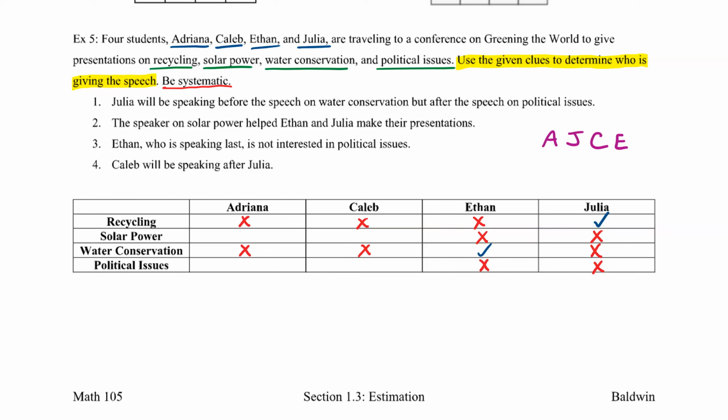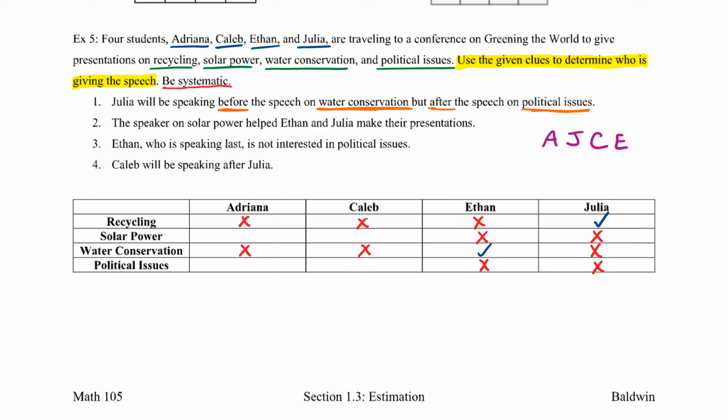So going through that, we said Ethan is last. Caleb's after Julia. Julia has a speech before and a speech after. So that is where we're going to be able to nail this down and figure out which one, Adriana or Caleb, is giving the solar power or the political issue speech. And it all ties back here. Julia is before water conservation and after political issues.